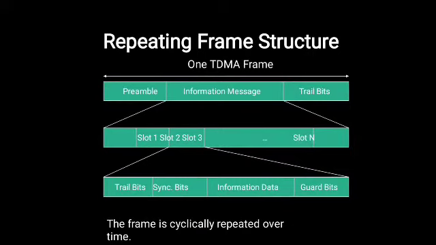Here the repeating frame structure will be like this. One TDMA frame consists of a preamble and the information message, then the trail bits. Each information message has different time slots for each user, and each slot consists of trail bits, synchronization bits, information data and the guard bits.